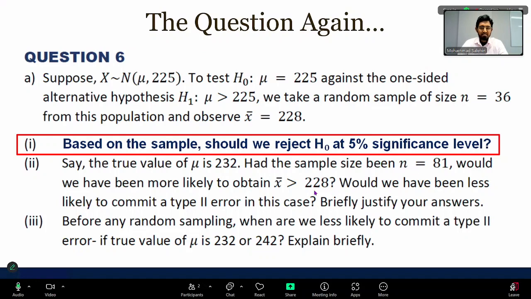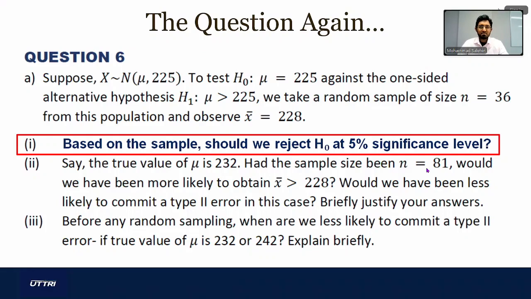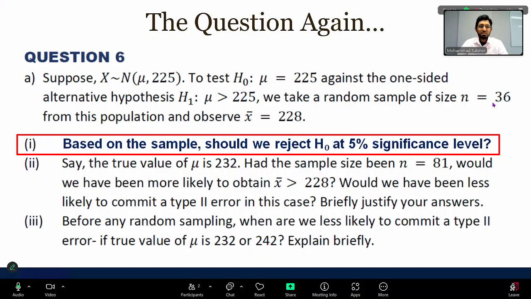From the law of large numbers, we know the higher the sample size, the closer we will be to the population mean, right? Previously we had 36 and we got 228, and if the actual true value is 232, if we increase the sample size, we should get closer to the mean. So that means yes, we would be more likely to get an x bar that is greater than 228.